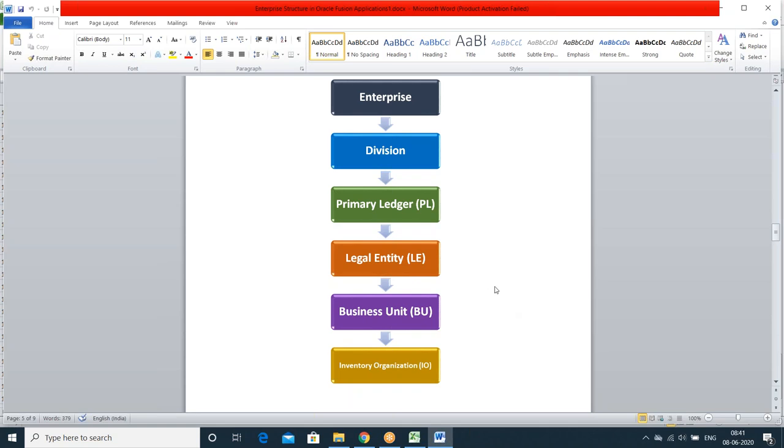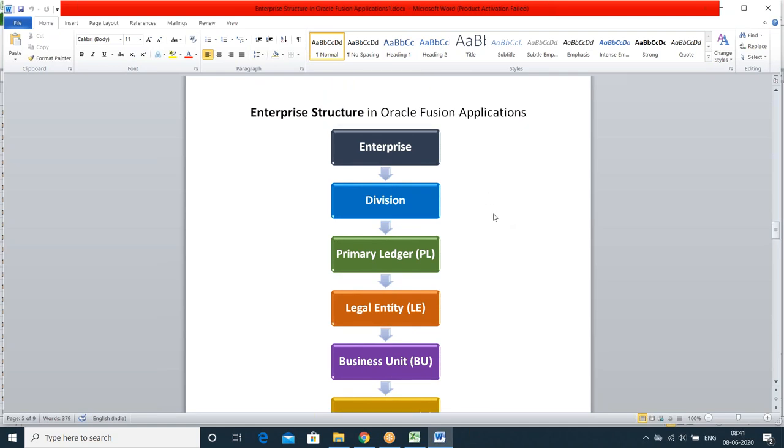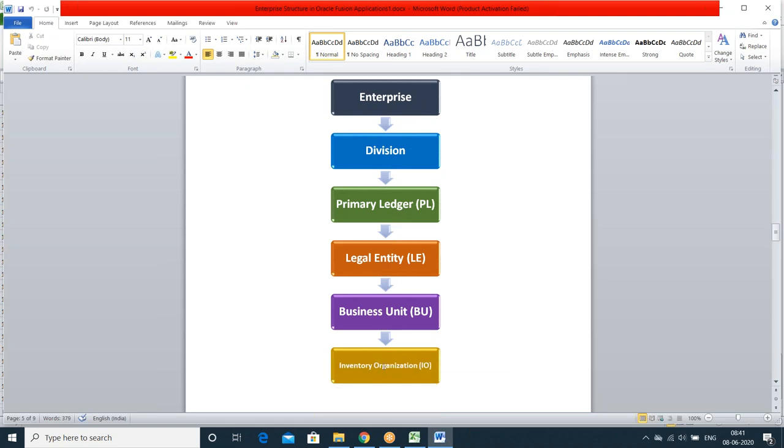So when you talk about division, division is not a mandatory definition as part of the enterprise. If you are doing the implementation for any client, division is not mandatory, not required. But enterprise, primary ledger, legal entity, business unit, and inventory organization are mandatory. These all are mandatory. Sometimes in the business, say if the client is into services, the organization is dealing with the services.